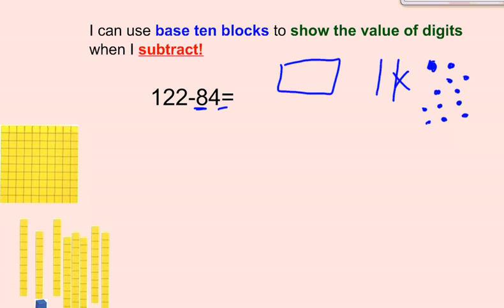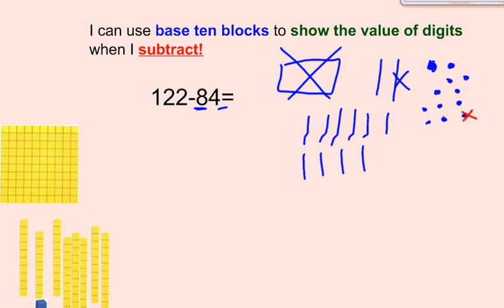They only have 1 10 here, so they can't subtract it. So they're going to cross out 100, and they're going to regroup the 10 10s that are in 100. 10, 20, 30, 40, 50, 60, 70, 80, 90, 100. So now they can subtract 80 and they can subtract 4. They're going to start with their 1s, 1, 2, 3, 4 from the 84, and then they're going to cross out 8 10s. 10, 20, 30, 40, 50, 60, 70, and 80.